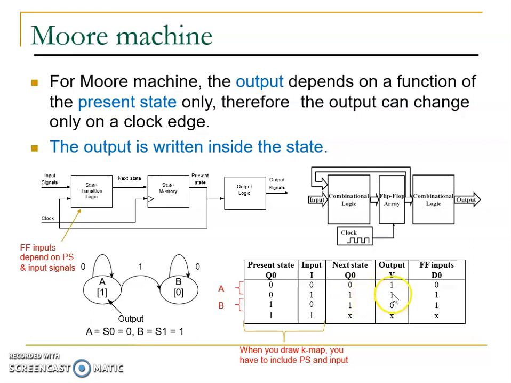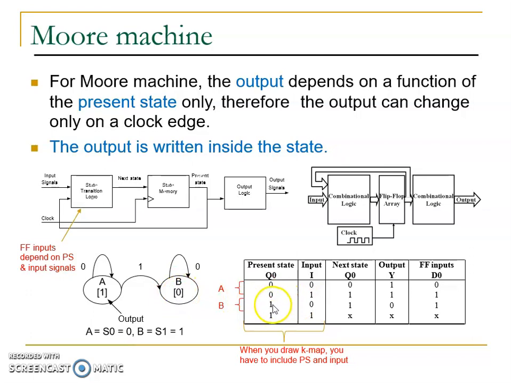1 because this is the Moore model. In the Moore model, the output depends on a function of the present state only. So if your present state for this example is A, present state is 0, which is A, so the output will be 1. Whenever the present state is A, the output will be 1. So in this case not 0.